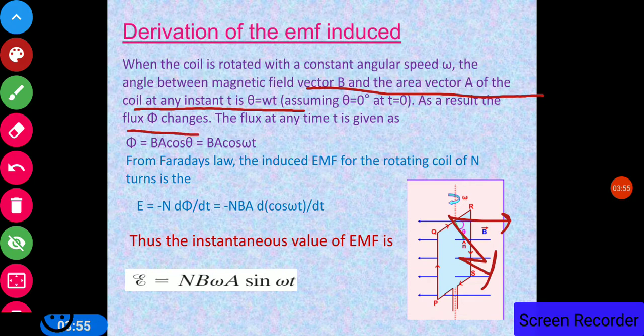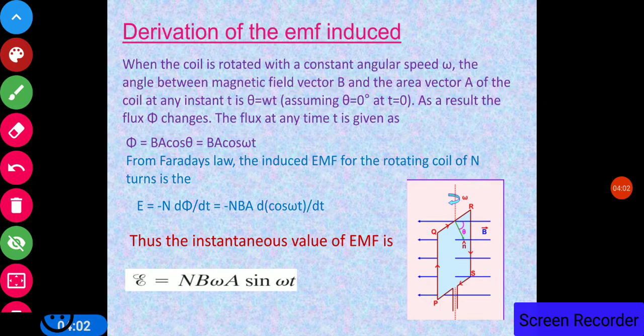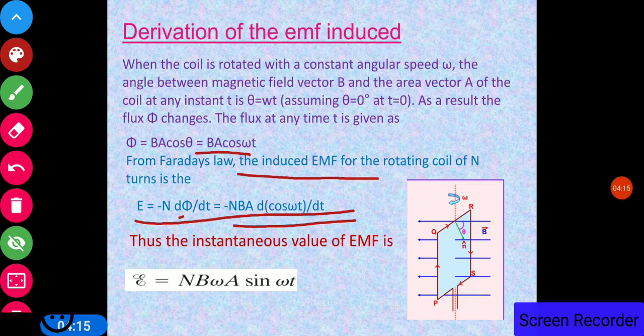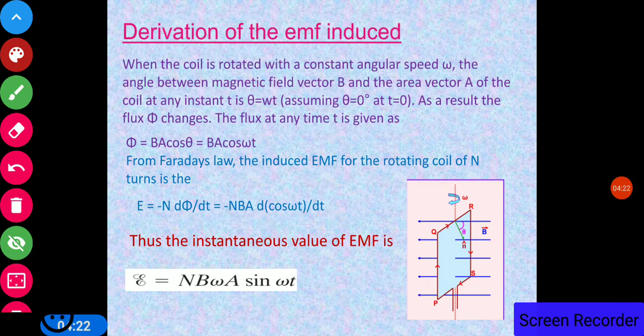Then the flux changes, and the flux at any instant t is given by phi equal to BA cos theta, or BA cos omega t. Now from Faraday's law, the induced EMF will be E equal to minus N d phi by dt. Putting the value of phi and differentiating it, we get the result E equal to NB omega A sin omega t. So the expression for the EMF induced in the coil is NB omega A sin omega t.